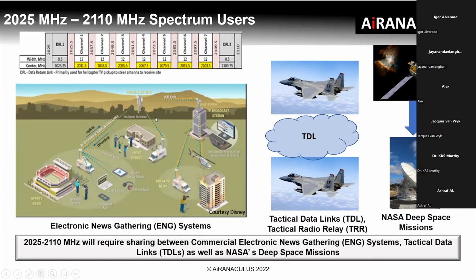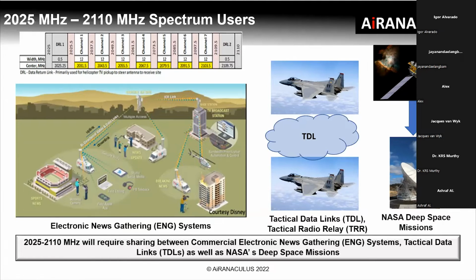So now this same spectrum band, 2025 to 2110 megahertz, is also slated to be an extension band or an overflow band for the AWS-3 spectrum. So this would mean that there are about 38 different systems. This includes tactical data links, which are pretty high power frequency hopping systems. They can transmit at like 100 watts or so. You might have a TRR, which is the tactical radio relay, and others, and they might use the same spectrum. And then you have these really long links, which NASA uses for getting the telemetry data.